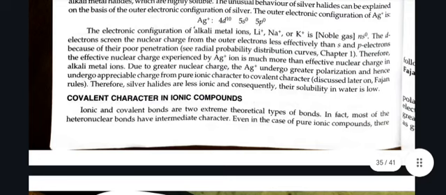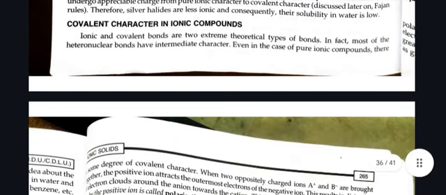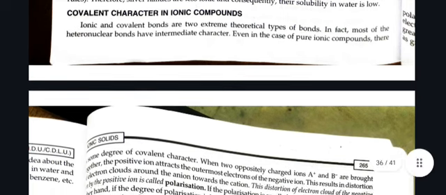Covalent character in ionic compounds. Ionic and covalent bonds are two extreme theoretical types of bond. In fact, most of the heteronuclear bonds have intermediate character. Even in the case of a pure ionic compound, there is some degree of covalent character.